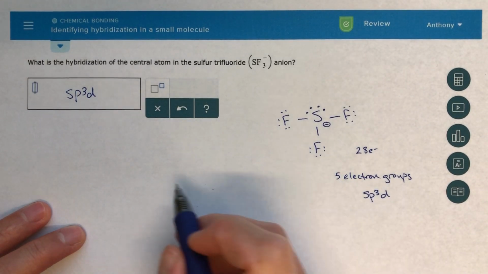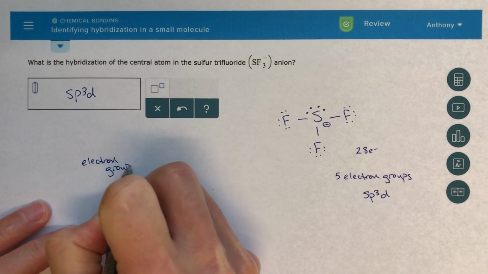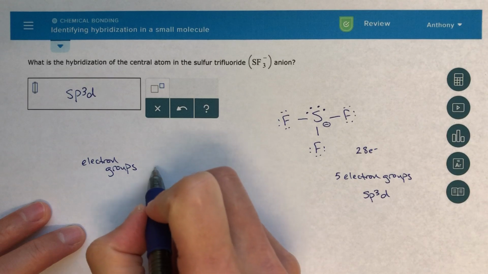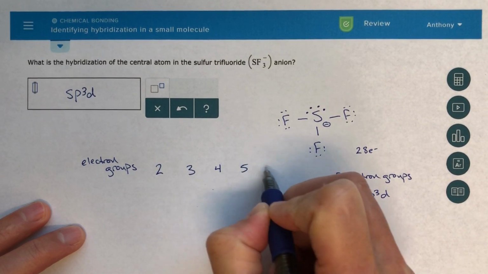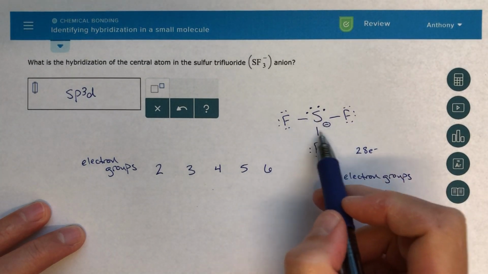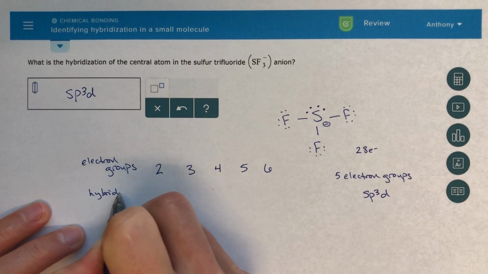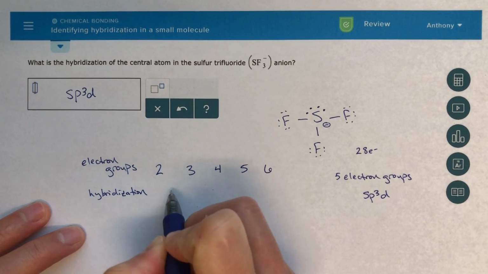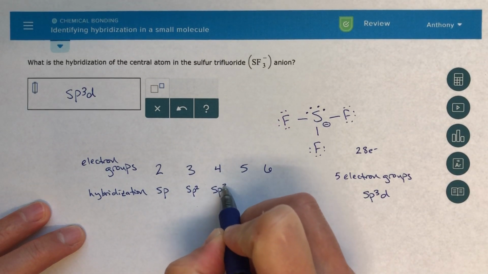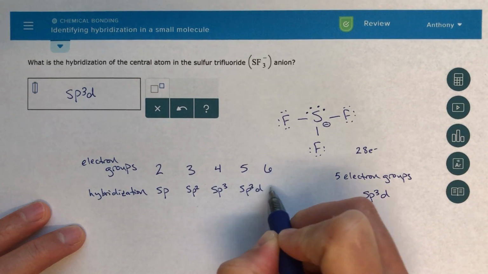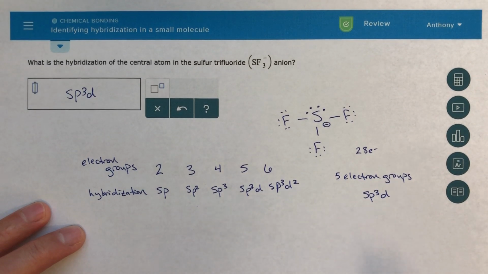So let's go through just a summary. If you have 2, 3, 4, 5, 6 electron groups, so this would be the number of electron groups around your central atom, and then the hybridization. If it's 2, it's going to be sp. If it's 3, it's going to be sp2. If it's 4, it's going to be sp3, 5, sp3d, and 6, sp3d2. Getting a little messy there.